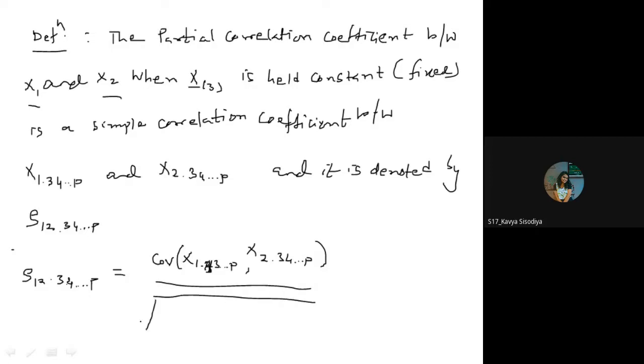So it is the square root of variance of x1 dot 3, 4 up to p into variance of x2 dot 3, 4 up to p. So it is a simple correlation between these two. Now we will find out what is the form of the covariance and what is the form of the variance. Okay.